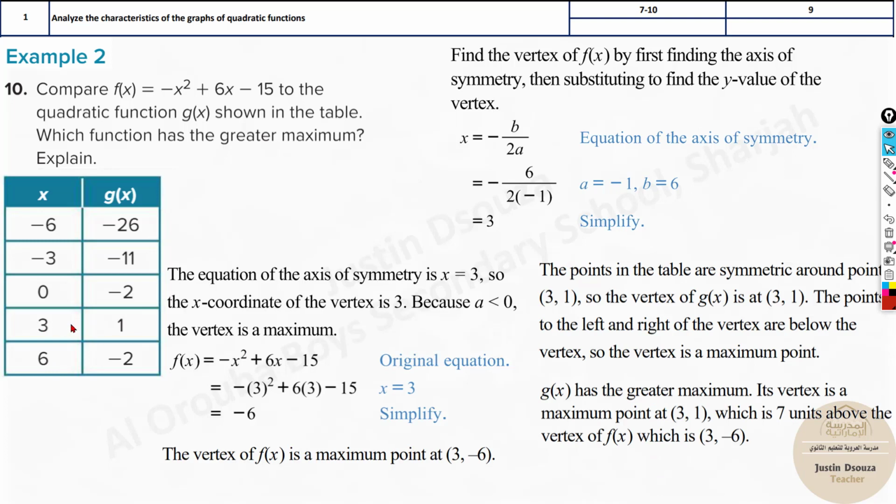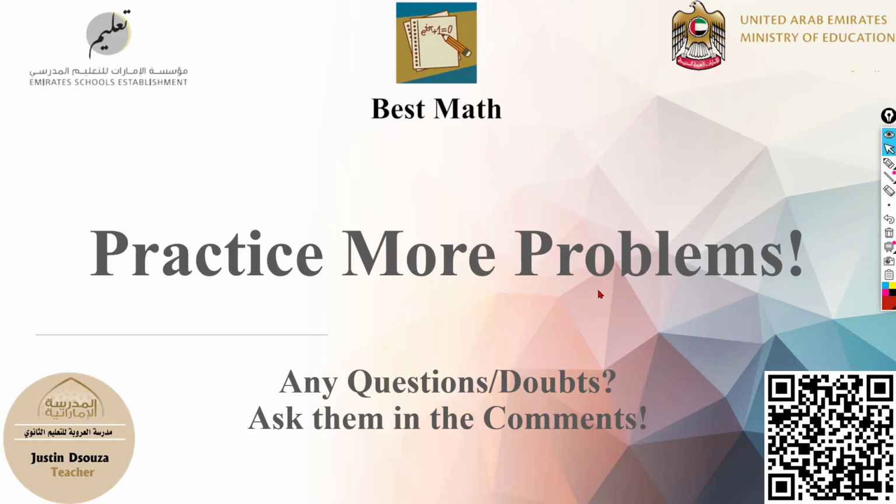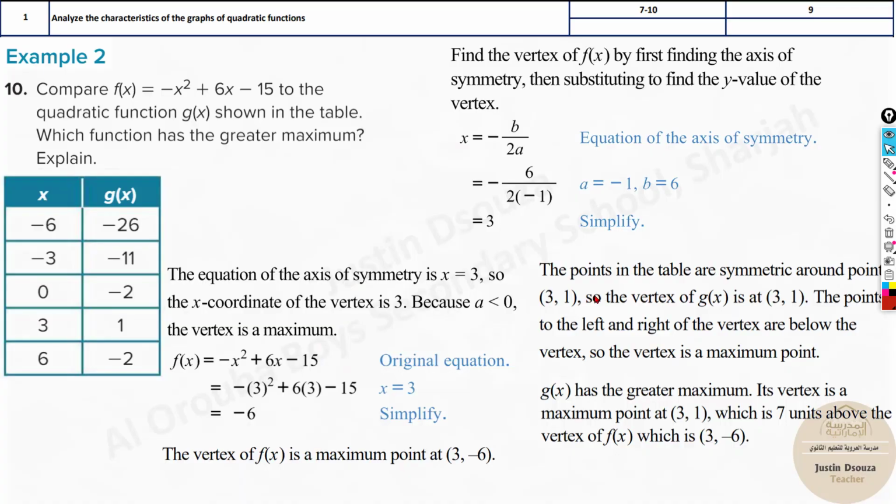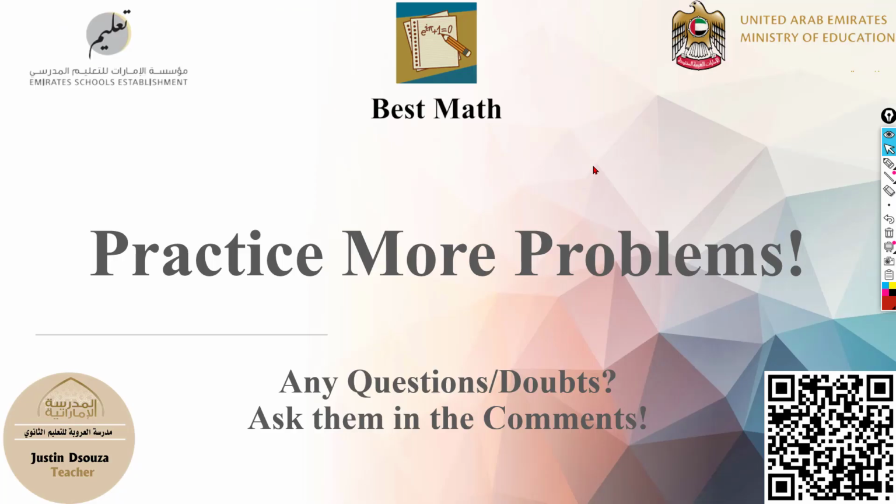Why? Because this is the vertex point here, whereas 3 comma minus 6 is the vertex for the f of x function. Compare them and write it. That's the end of the first question. Very simple. Just make sure you understand the standard form, the formula. And if it's two graphs, plot the other graph, compare it, and practice more problems and be thorough with this.